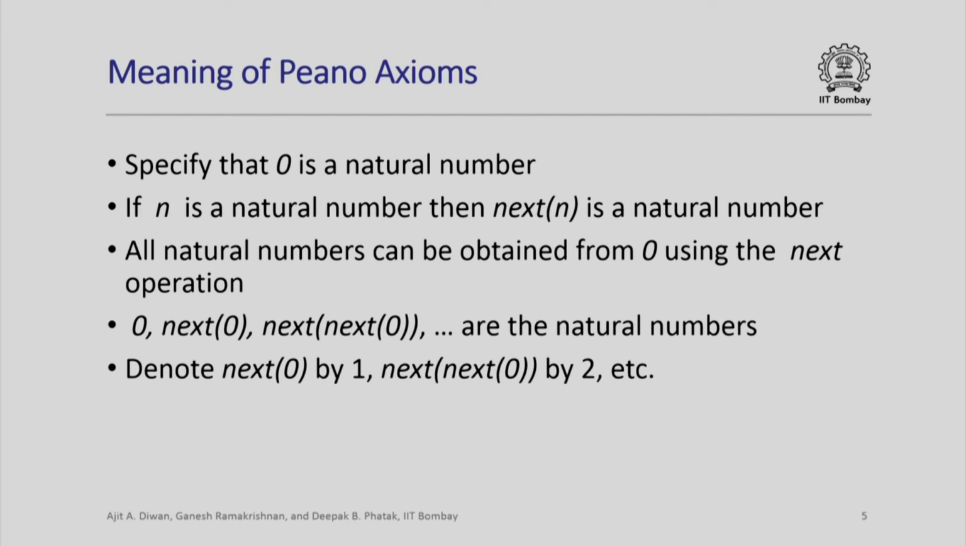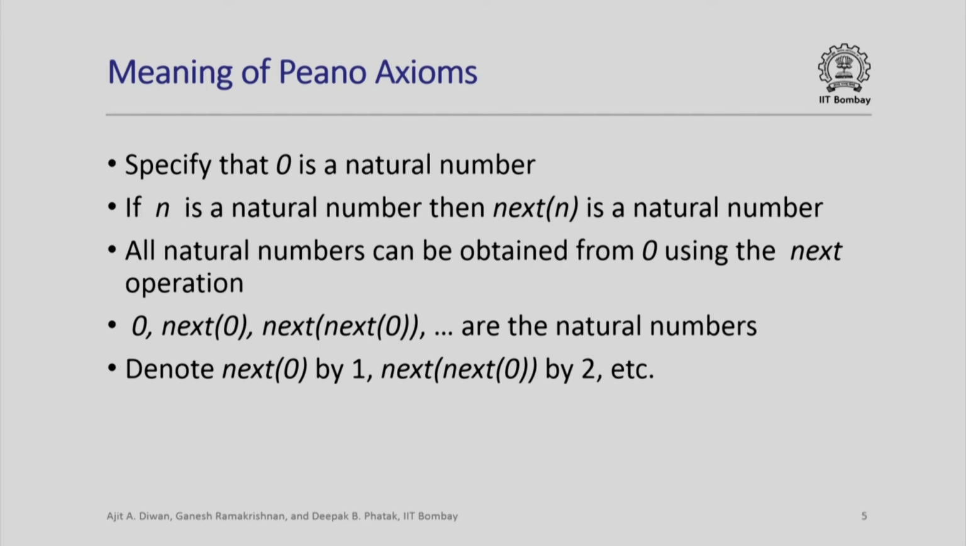So, because 0 is a natural number, next of 0 is a natural number, next of next of 0 is a natural number, and so on. So, we can keep applying the next operation to these and generate more and more natural numbers. All of these are natural numbers, and exactly these are the natural numbers, there is nothing else. So, note that if you look at real numbers also, for every real number x, x plus 1 is a real number, but natural numbers do not include all real numbers, because we are saying that every natural number can be obtained from 0 by applying the next operation.